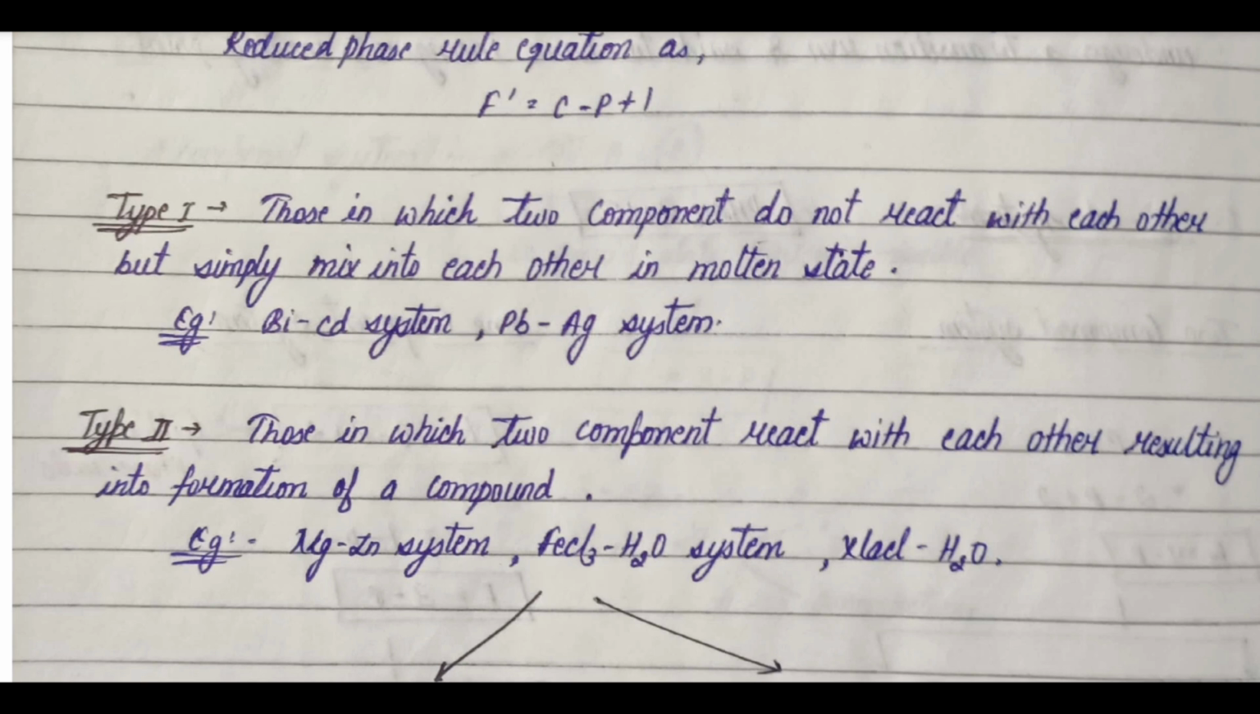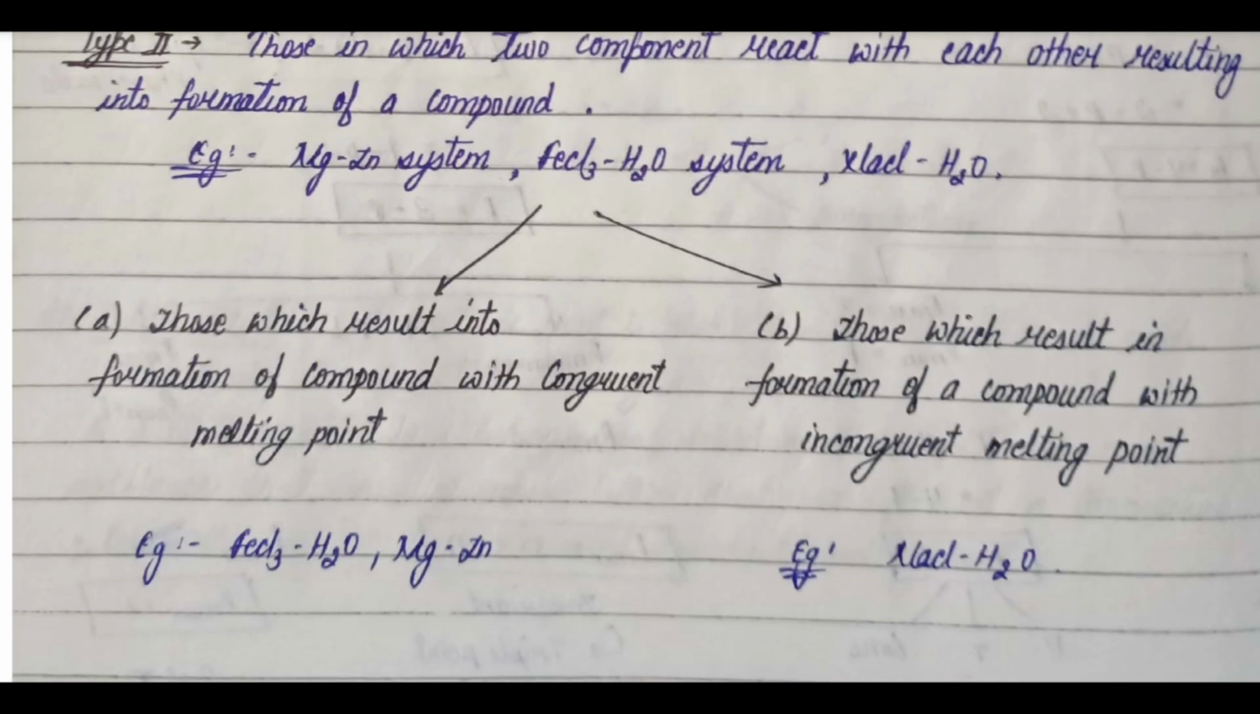Type 1: those in which two components do not react with each other but simply mix into each other in the molten state. Example, Bi-Cd system, Pb-Ag system. Type 2: those in which two components react with each other resulting in the formation of a compound. Example, magnesium-zinc system, FeCl3-water system, NaCl-water system. A. Those which result in formation of a compound with congruent melting point. Example, FeCl3-water, Mg-Zn. B. Those which result in formation of a compound with incongruent melting point.